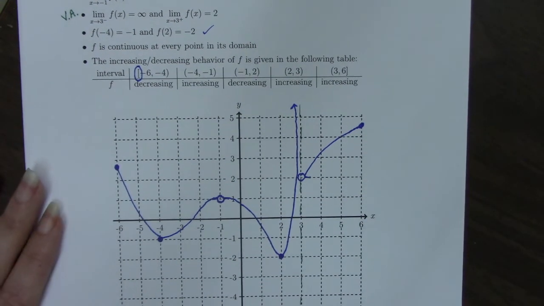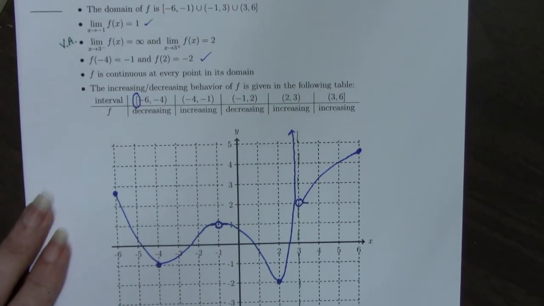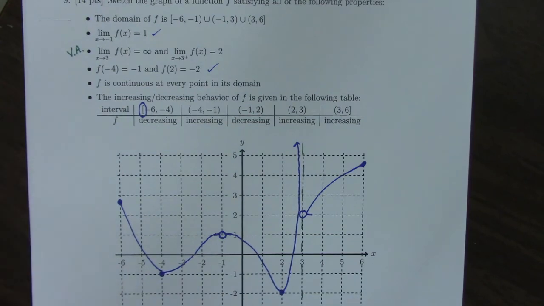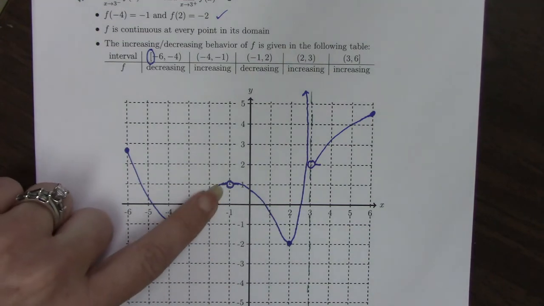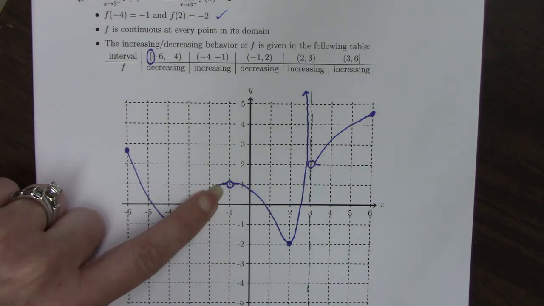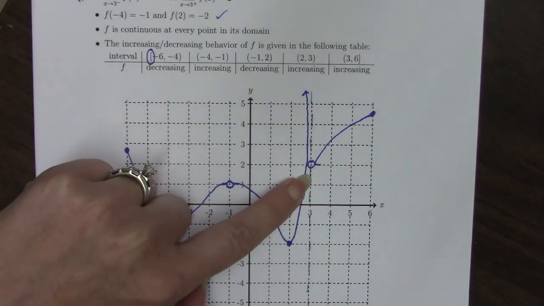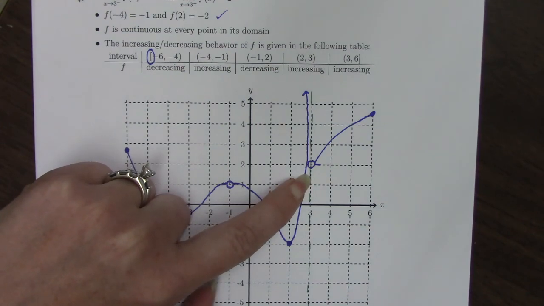So now the last thing I want to do is go back and check my domain. It says from -6 it exists all the way to positive 6 it exists, but not at -1 and not at 3. So if I check my graph, we leave this circle open because the function doesn't exist there, and we leave this circle open because the function doesn't exist there.